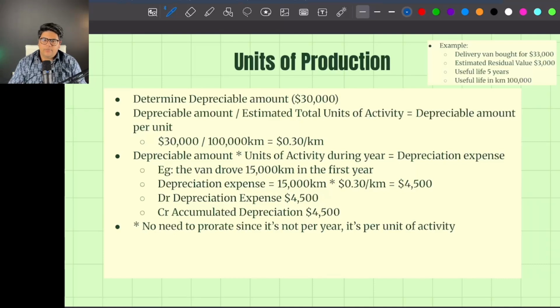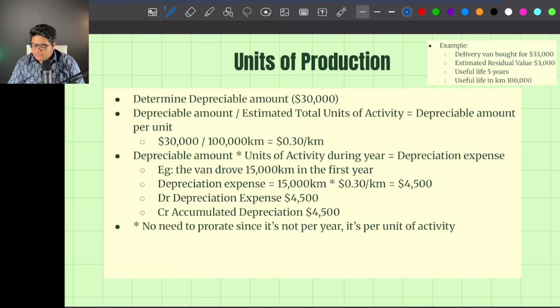So for every kilometer that van drives, we are allowed to depreciate 30 cents off of the total asset value. And this is estimated total units of activity. Maybe if you're talking about, I don't know, a laundry machine and you define total units of activity as the amount of cycles a laundry machine can run. This is talking about cars, so we talk about kilometers. It just depends on a case-by-case situation.